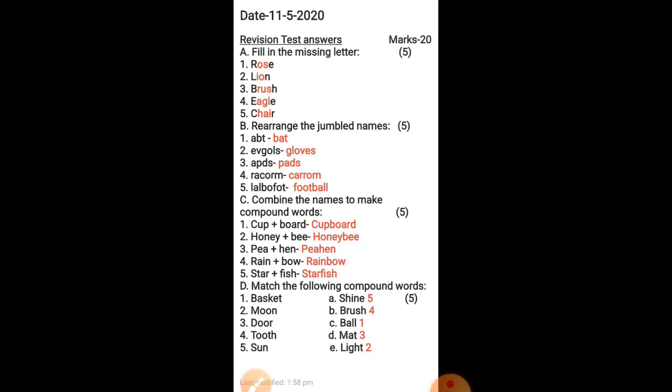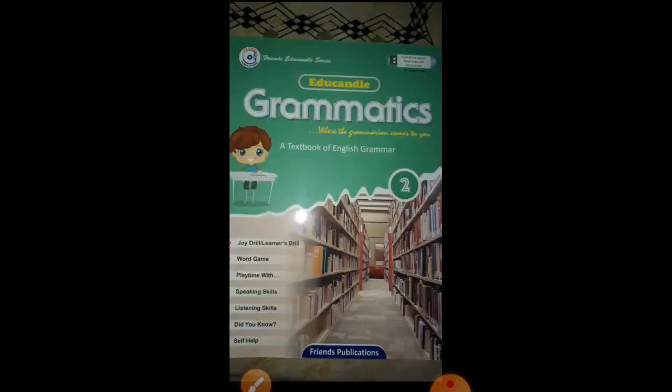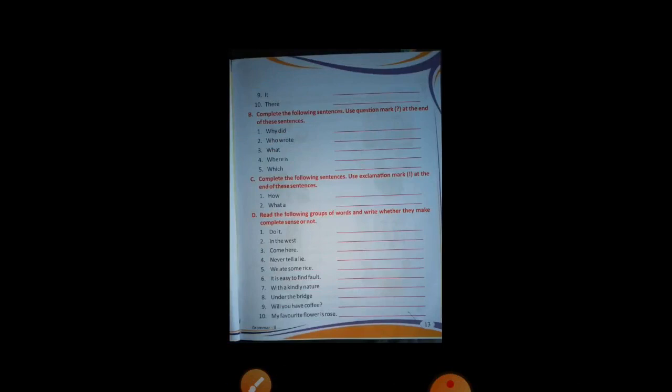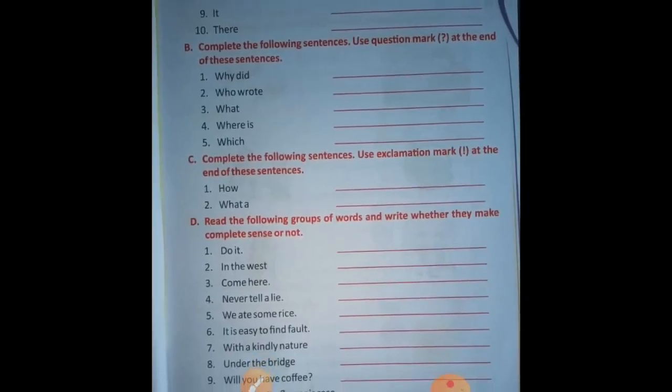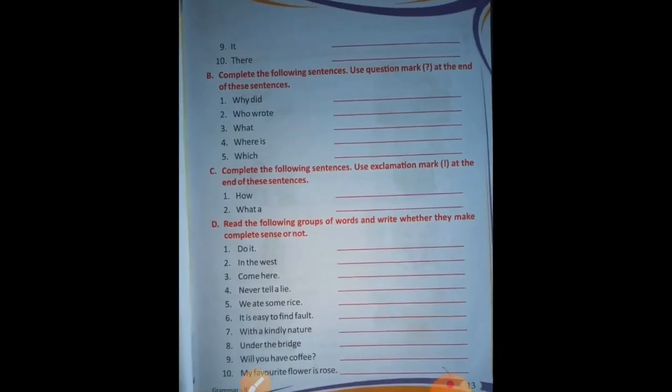Now next, take out your book and open page number 30. B exercise, A I have already given you in the 3rd class. Now this is your 4th class, 4th lecture of English first. In this lecture I will give you the B, C, D exercises. First I will give you the answers of the B exercise.